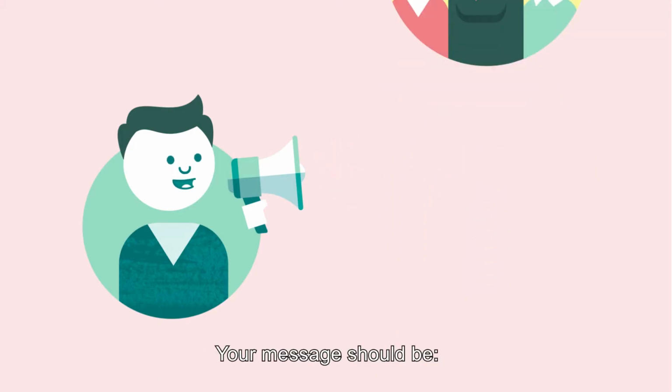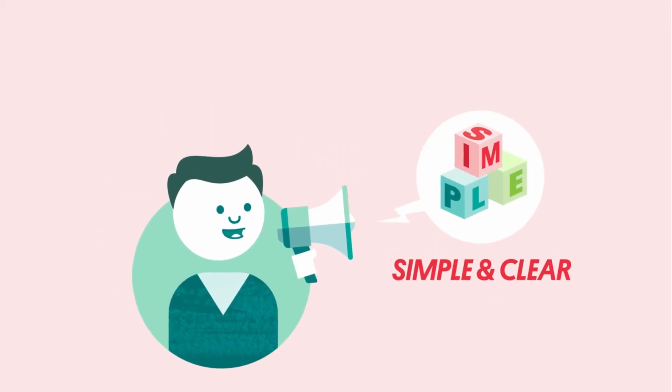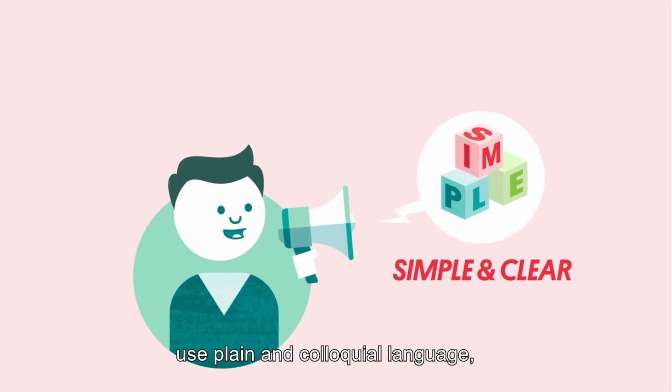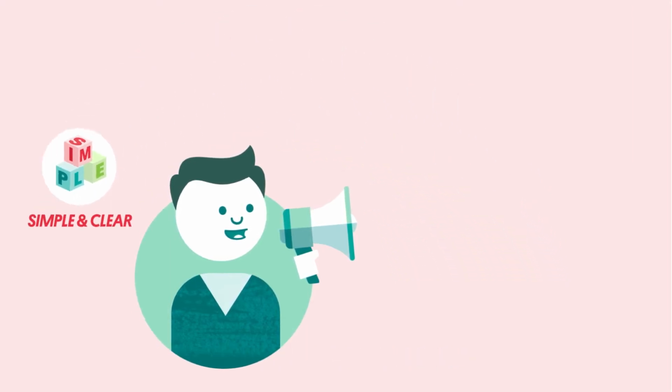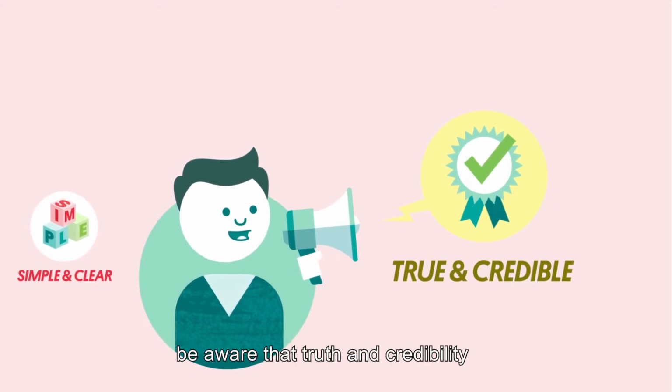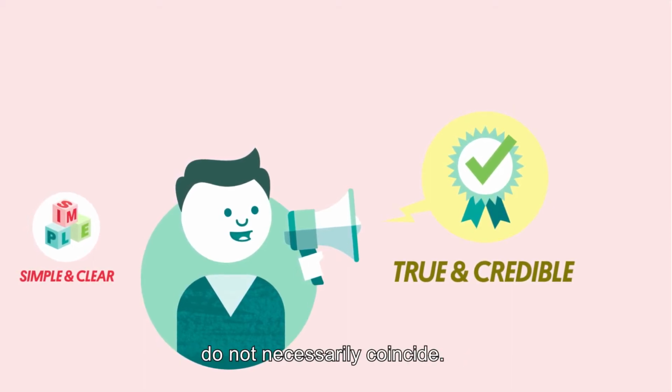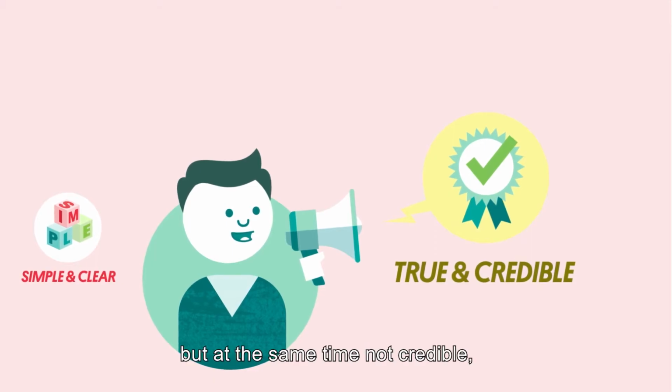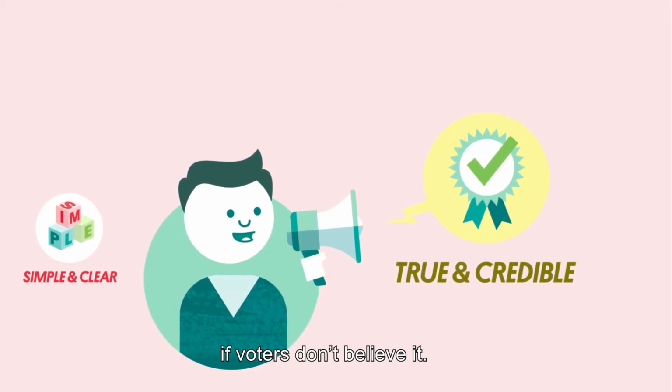Your message should be simple and clear. Use plain and colloquial language rather than flowery language. True and credible. Be aware that truth and credibility do not necessarily coincide. A message can be true, but at the same time not credible if voters don't believe it.